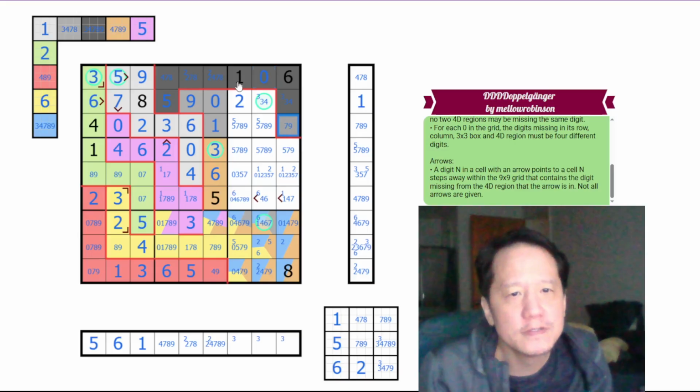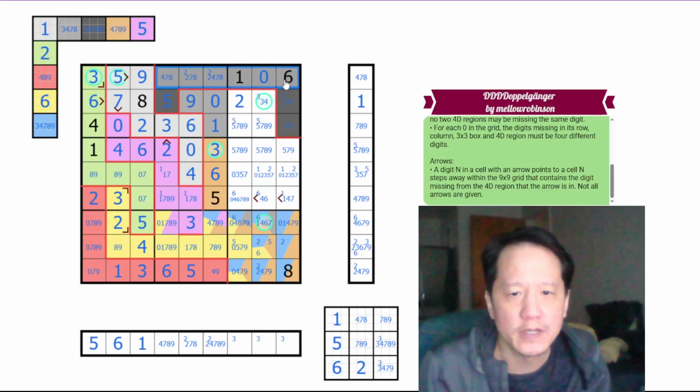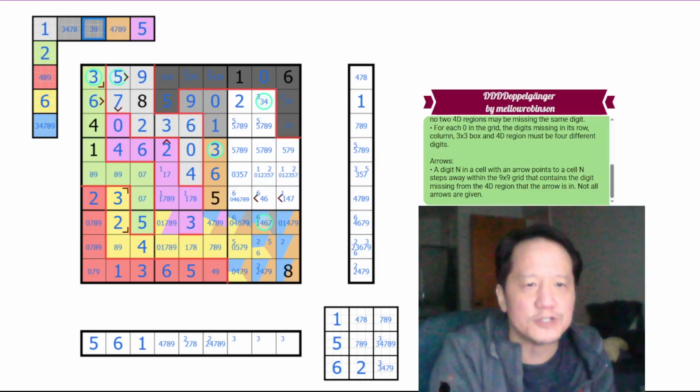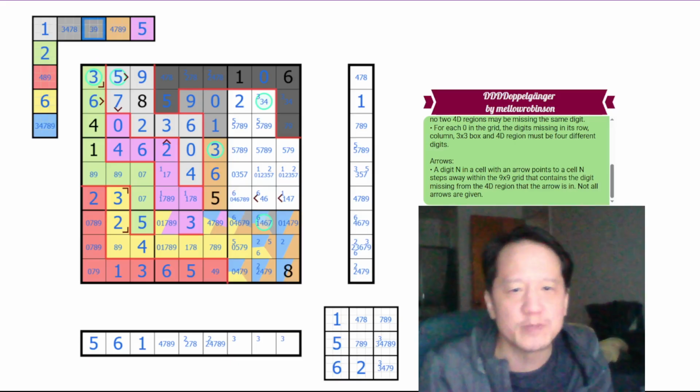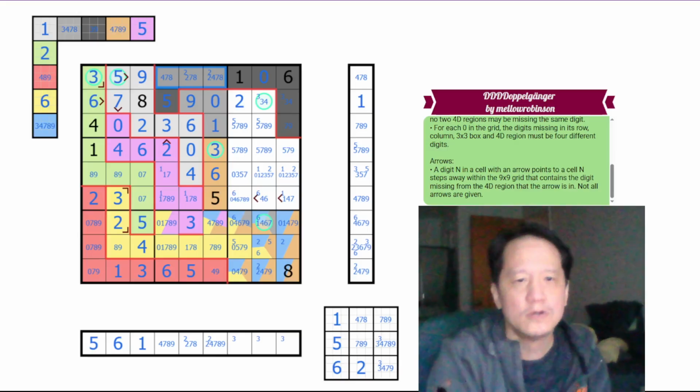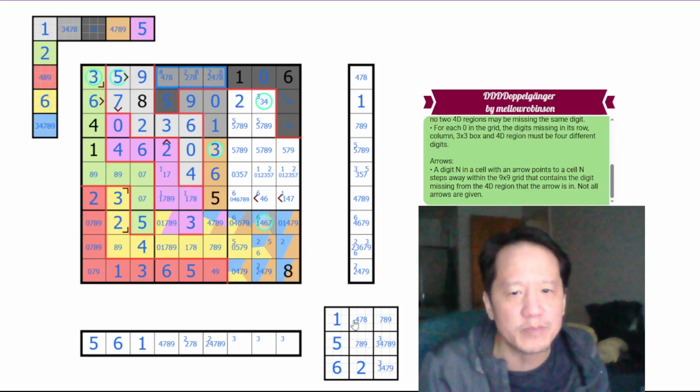This 0 is missing a 4, 7, 8 here. It cannot be missing the same 4, 7, 8 in the region. So this must be 4 or 7. Which means we have 2, 4, 7, 8 in the rest of the dark region. So the dark region must be missing 3 or 9. So we are guaranteed this has to be 2 and 8 here. So we are not missing 8 in box 2.